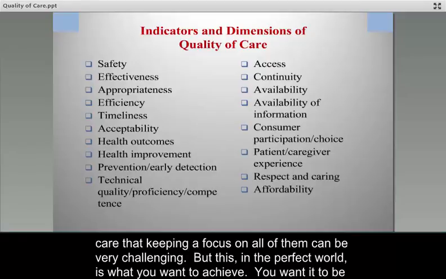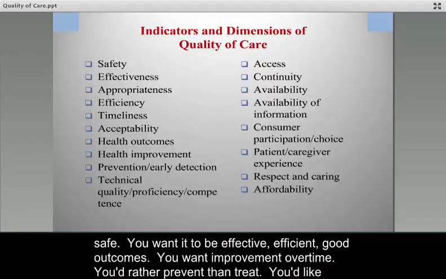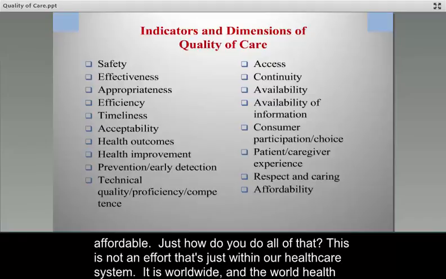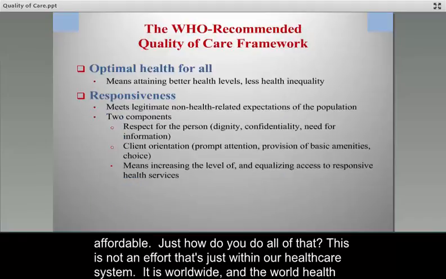But this, in the perfect world, is what you want to achieve. You want it to be safe. You want it to be effective, efficient, with good outcomes. You want improvement over time. You'd rather prevent than treat. You'd like continuity. We know that access to care is so essential. And you want to deliver care in a way that's respectful and caring, and it needs to be affordable. Just how do you do all of that?